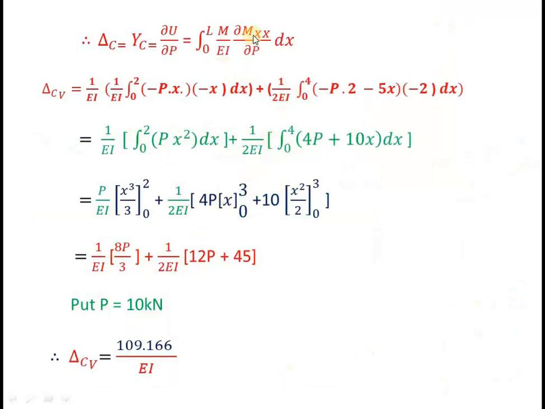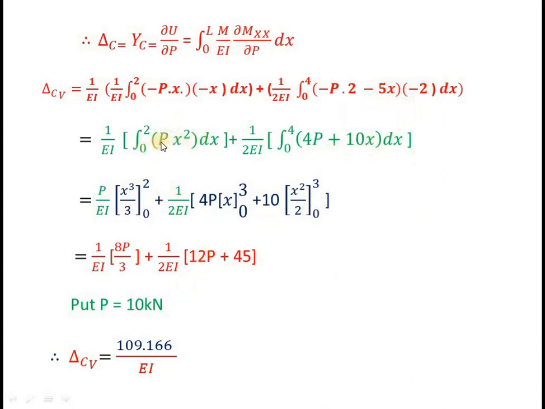Now let us substitute in this equation, integration of M by EI into dou Mx by dou P into dx. First term is 1 by EI. Its bending moment is minus Px, dou Mx by dou P is minus x into dx. Second case, bending moment is minus 2P minus 5x, dou Mx by dou P is minus 2. If you simplify this, it will become Px square, and this will become plus 4P, minus into minus plus 4P, and minus 2 into minus 5x gives plus 10x.